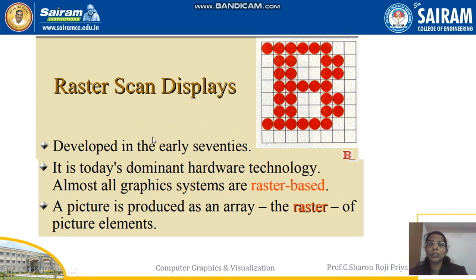Coming to raster scan display. What do you mean by raster? Raster is nothing but an array of pixels. You can see this arrangement of pixels denotes the character B. It was developed in the early 70s and today the raster based system is the dominant hardware technology.